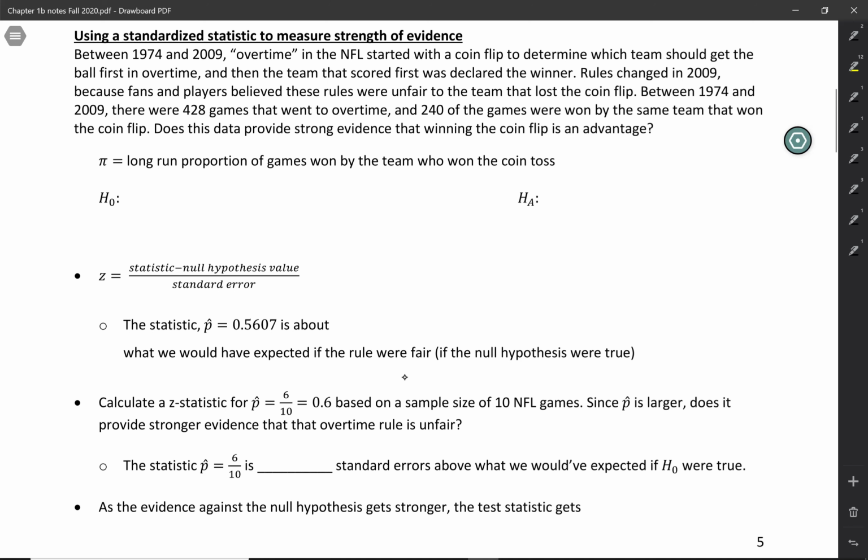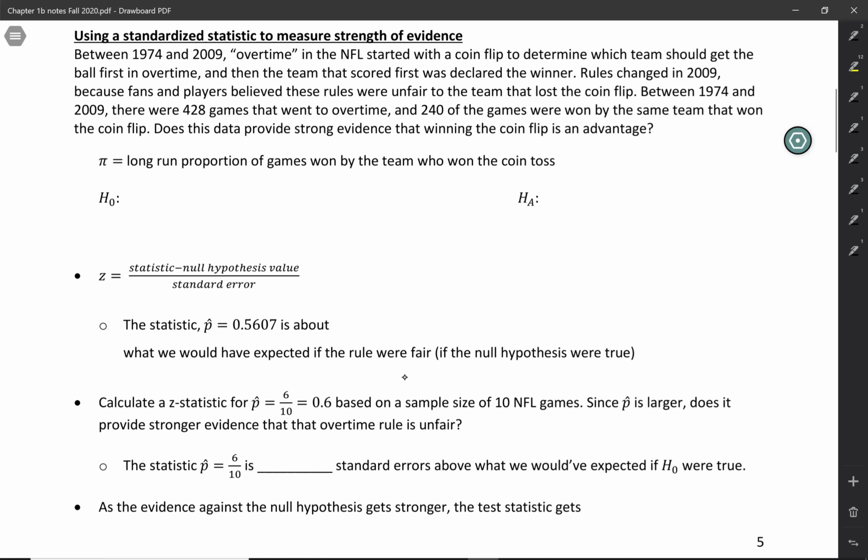Between 1974 and 2009, overtime in the NFL started with a coin flip to decide which team would get the ball first in overtime, and then the team that scored first was declared the winner. They changed the rules in 2009, and that was because fans and players thought these rules were unfair to the team that lost the coin flip. And we can actually look at data on this.